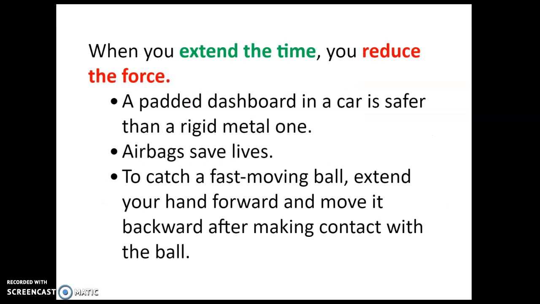When you extend the time, you reduce the force, which is why we have seat belts and padded dashboards and airbags and all that good stuff in our vehicles, in order to increase the impact time, which decreases the force that we feel from that impact.